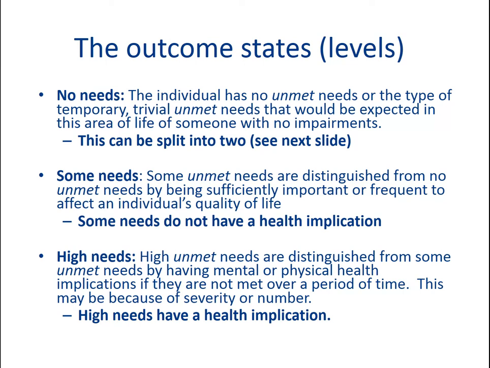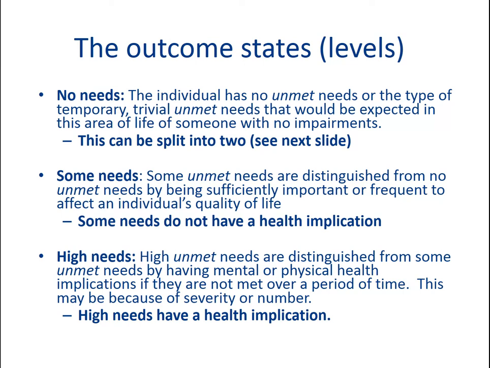The next level down, which we call some needs, now this outcome state is trying to capture people who are experiencing some unmet needs in this area of their life, which is sufficiently important or frequent to affect their quality of life. This might be because they can no longer care for themselves in this area of their life, and they do not yet have any help or support in place to compensate for this need, or because services are not fully meeting their needs in this area.